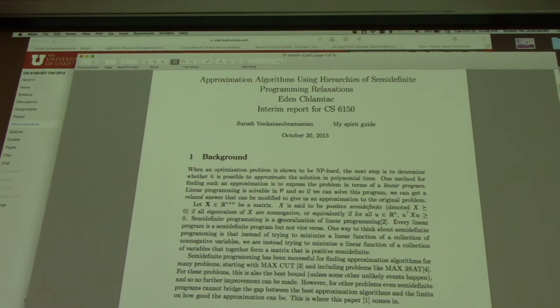So, in particular, one of the things this paper is about is approximation algorithms. So, it might be good to introduce what that is. So, as you can see, I'm saying, when we show problems are NP-hard, the next step is to determine whether you can find an approximation. Right? And so, that's the first sort of bit of thing.